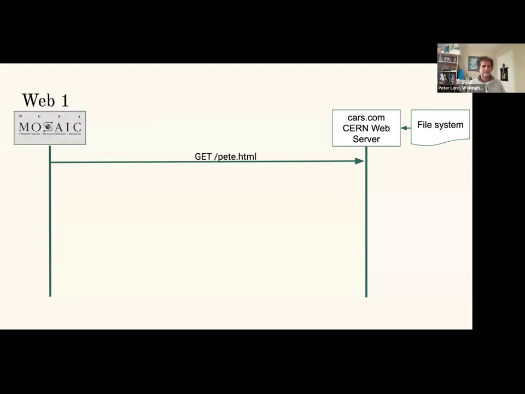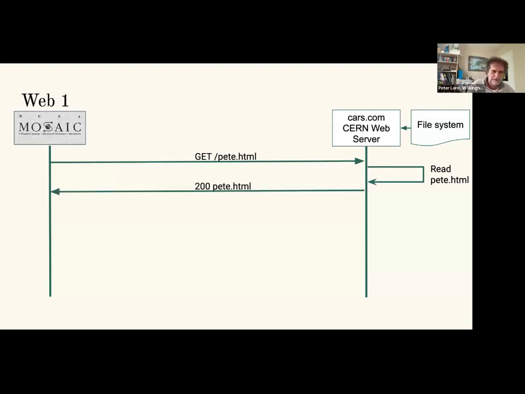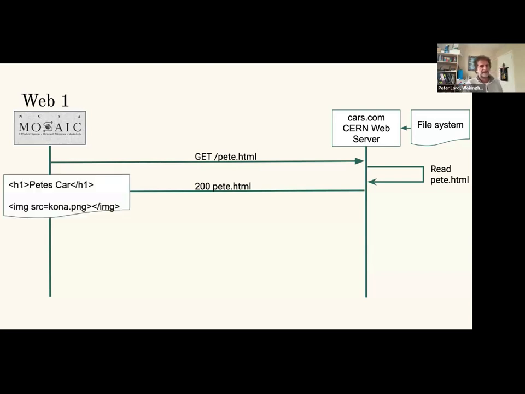So what actually happens is your web browser connects to the server, uses the HTTP protocol, and issues a GET request to fetch the page that you've requested. The web server then reads that file from the file system and passes it back to your web browser. And then your web browser, Mosaic in this case, will start displaying it.